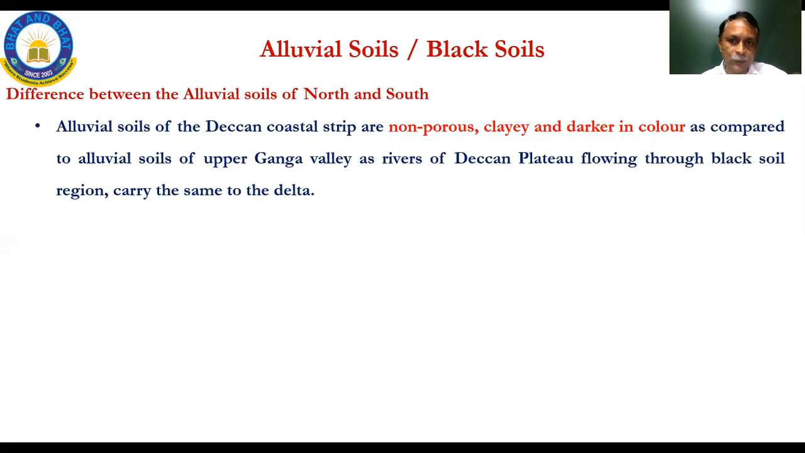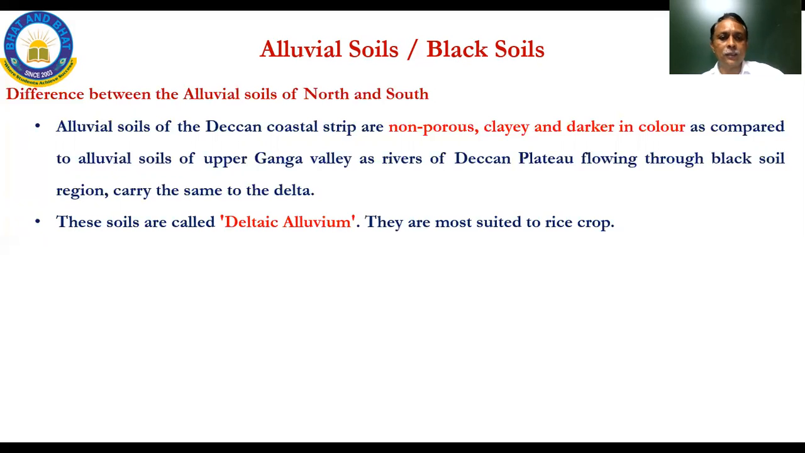Now the rivers of the Deccan Plateau, again they are Godavari, Krishna, Kaveri. These are the rivers which are flowing in the Deccan Plateau, and because they go through areas of black soil, they are darker in color. The alluvial soils are darker in color. So that's the difference between the alluvial soils of the north and the south.